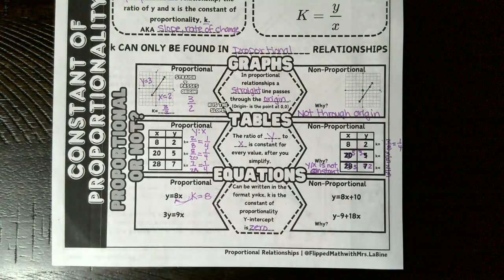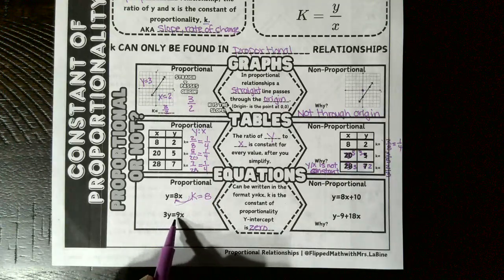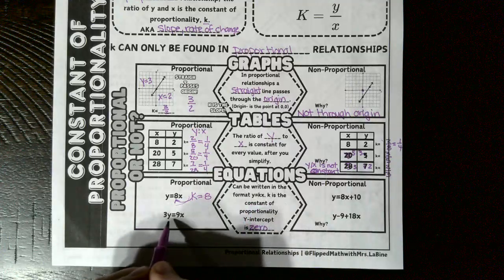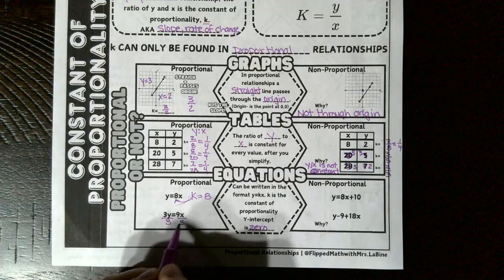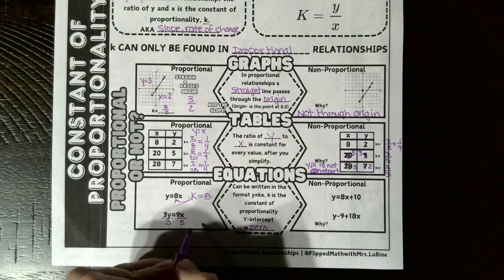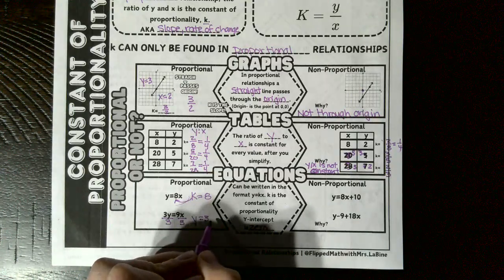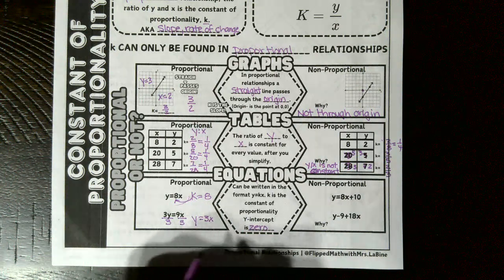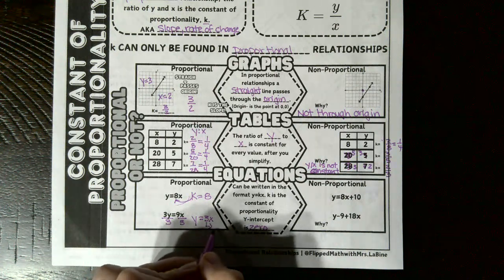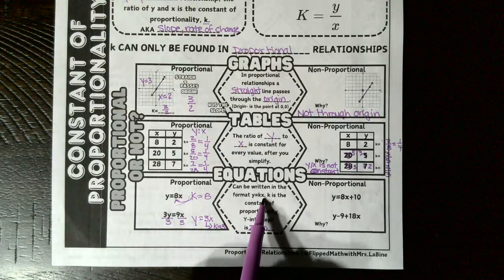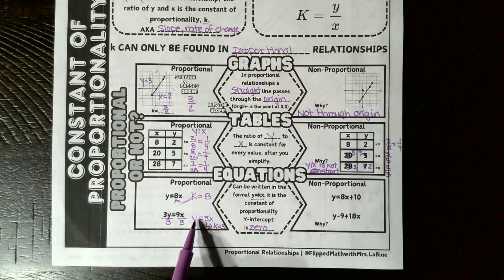Okay, so then we have 3y equals 9x. Well, it has to be written as y by itself equals kx. So first I have to get rid of the 3 to get y by itself. So this is going to become y equals 3x. And then here is my k. K equals 3. So these both can be simplified down. This one was already in the format it needed to be. This one was simplified down and was able to go to y equals k times x and k equals 3.